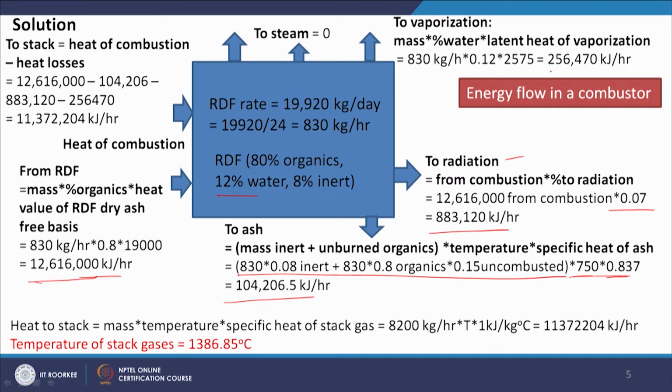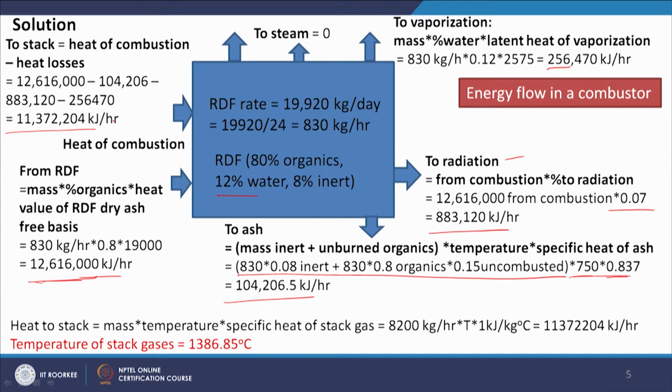So these 3 are our losses, and this is our heat generation. The heat available with the stack gas is equal to this minus this minus this minus this. So we did 12616,000 minus 104,206 minus 883,120 minus 256470, and as a result we are getting 11372,204 kilojoule per hour. So this is the heat associated with the stack gas.